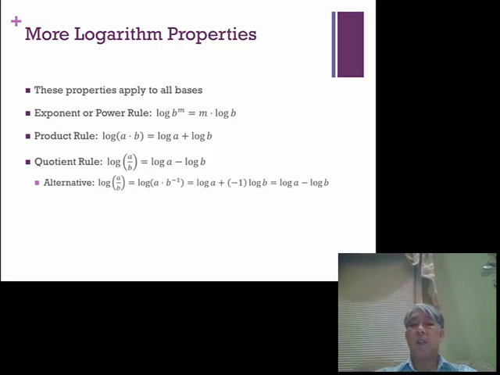The quotient rule is very similar to that, in that log of a divided by b quantity is going to equal log of a minus log of b. This rule pretty much follows from the product and the exponent rule, because log of a divided by b is the same as log of a times b to the minus 1. Using the exponent rule, b to the minus 1 becomes minus 1 log b, and the product rule gives us log of a plus minus 1 log b, or effectively the same thing of log a minus log b.